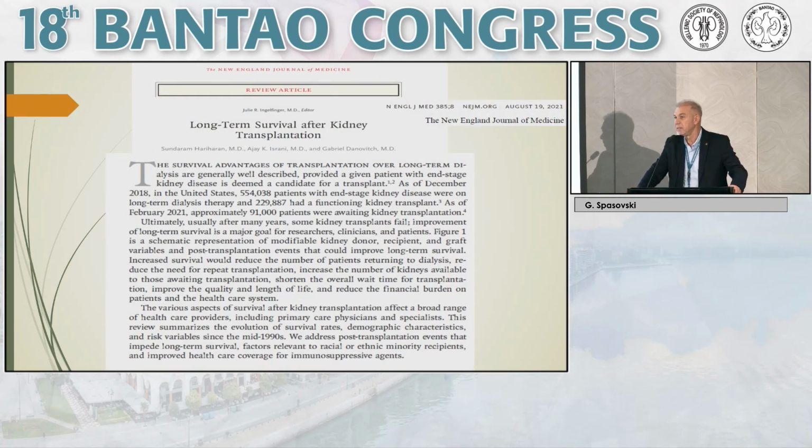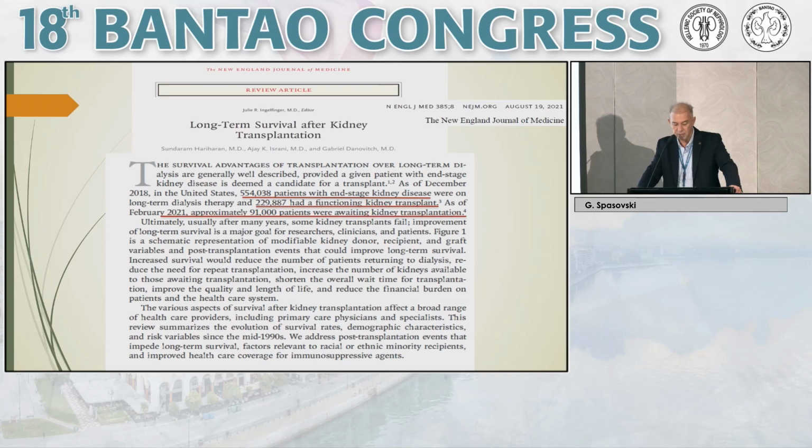We all know that kidney transplantation is the best choice of treatment as a renal replacement therapy. And what is even more important, in developed countries like the United States, we already have half of the patients with a kidney transplant compared to those on dialysis. But it's also true that there are a lot of patients who are waiting for a kidney transplant from a cadaveric donor.